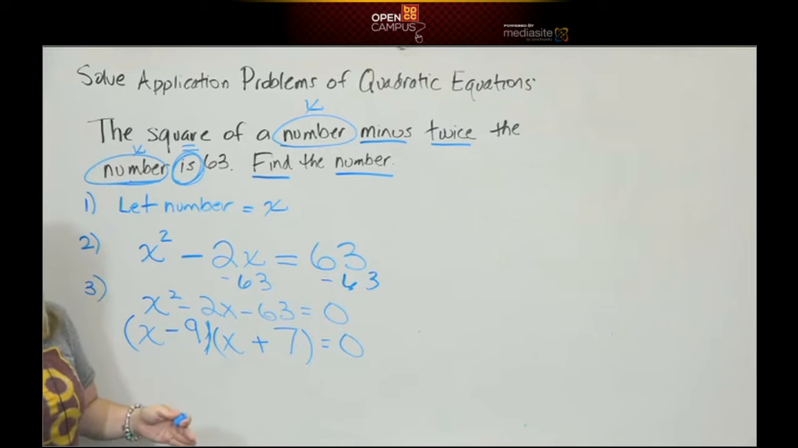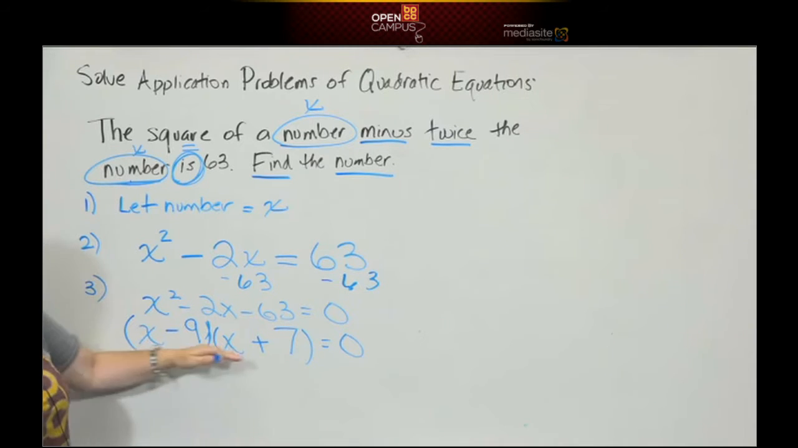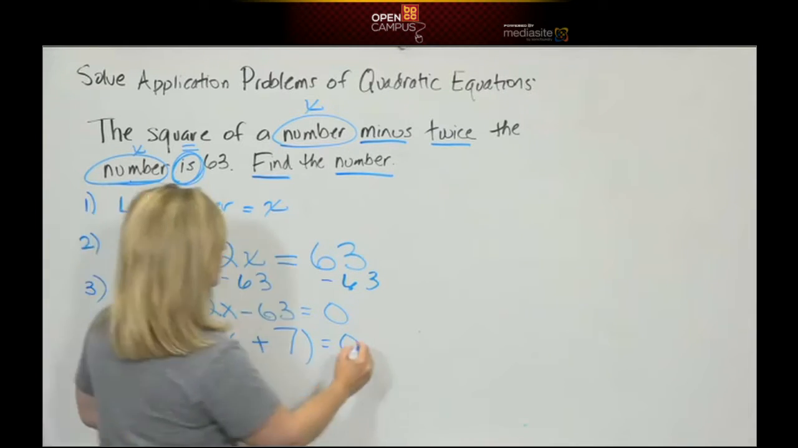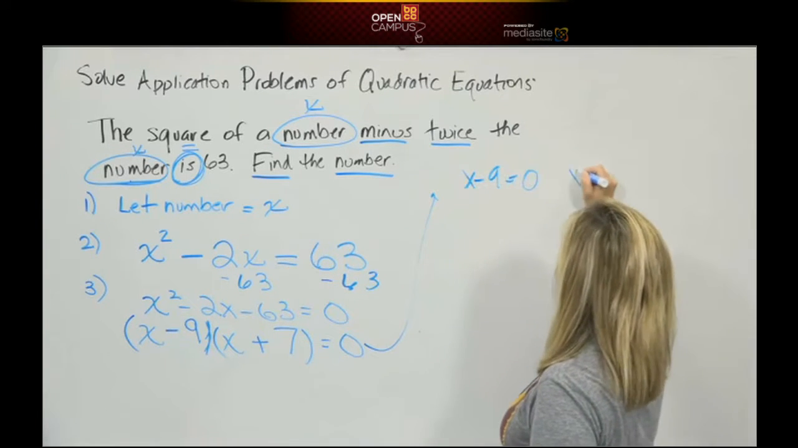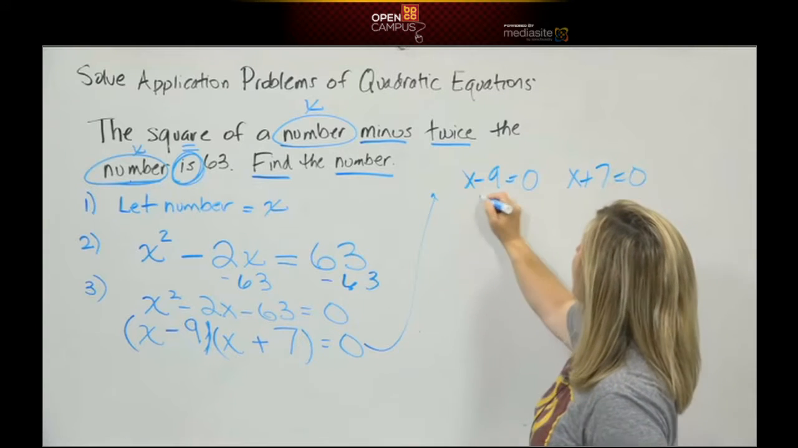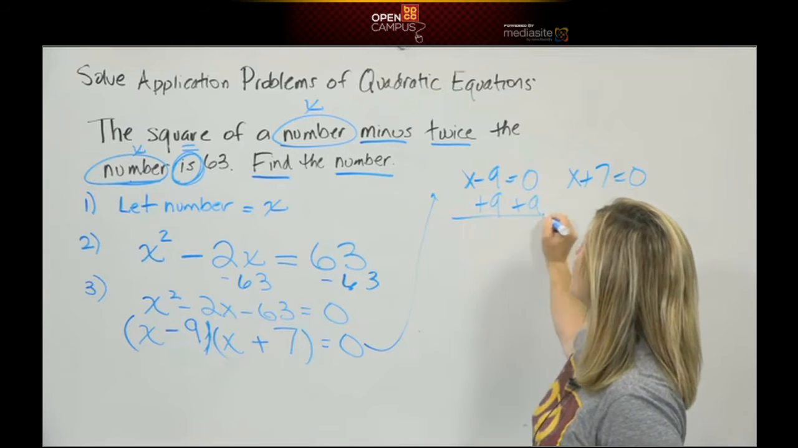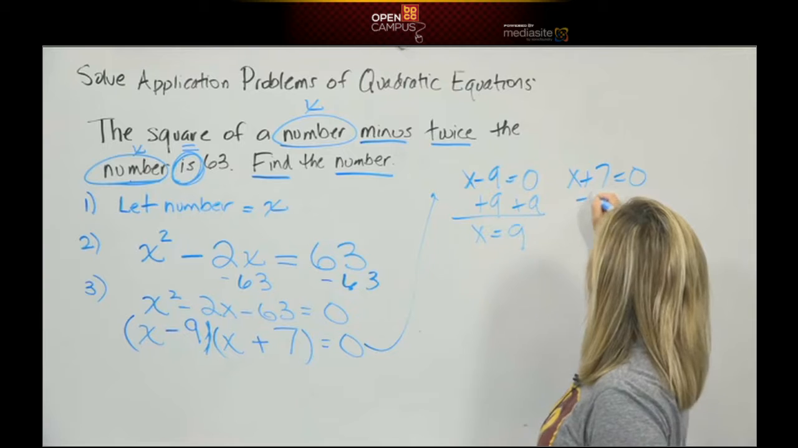Now what I've done is my magic. I went from being quadratic to being 2 linear equations. So let me go over here. I write my 2 linear equations, x minus 9 equals 0, x plus 7 equals 0, and I solve each by doing my opposite, my inverse operation.